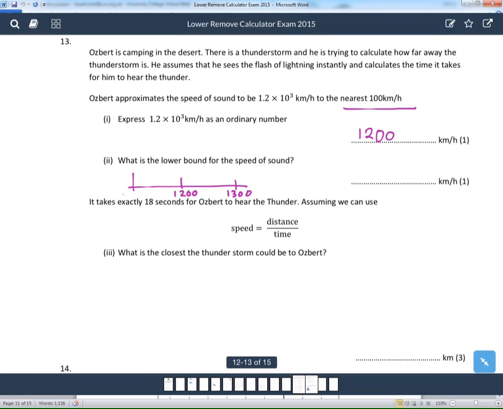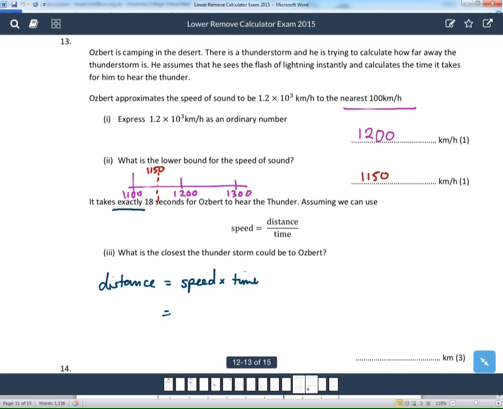1,300 would be 100 kilometers more, 1,100 would be 100 kilometers less. So the lower bound, if we're rounding to the nearest 100 kilometers, would be 1,150 kilometers per hour. Part 3. What is the closest the thunderstorm could have been? Well, we're told it was exactly 18 seconds. We want to find the distance, so we're going to use distance equals speed times time.